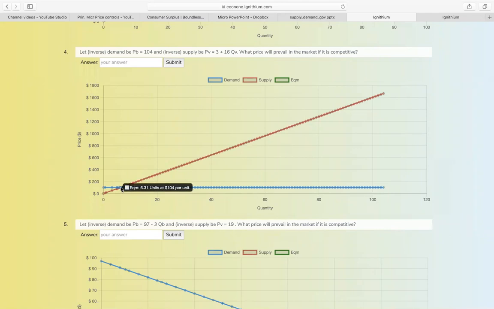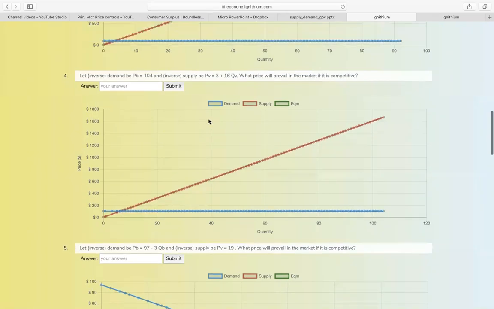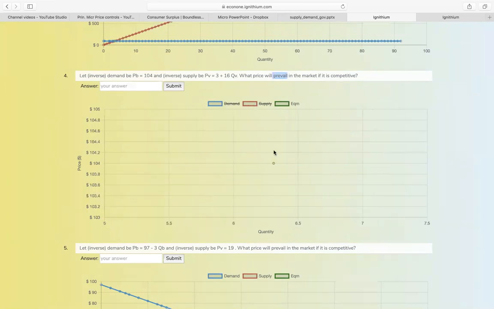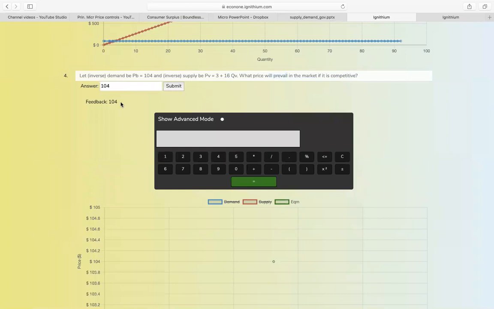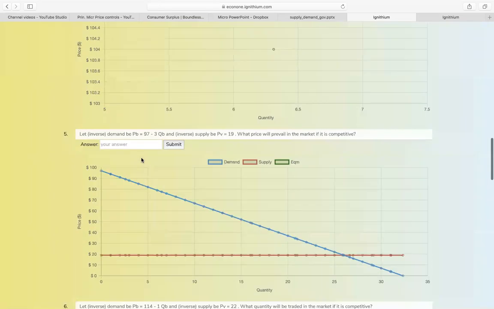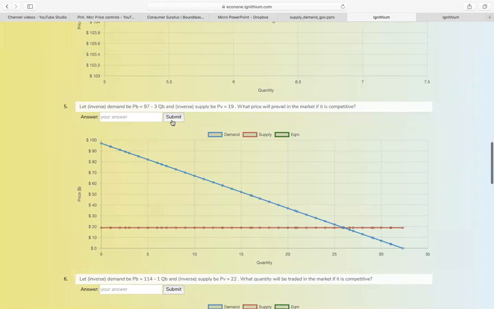And I did it here. Since I know that we're looking for the equilibrium, because they're talking about the prevailing price and the market's competitive, I'm just going to go ahead and isolate it, again by turning off the demand and supply. So it's what price will prevail if the market's competitive, and it would be $104 per unit. Submit. And we got the answer right. Okay, that's good.